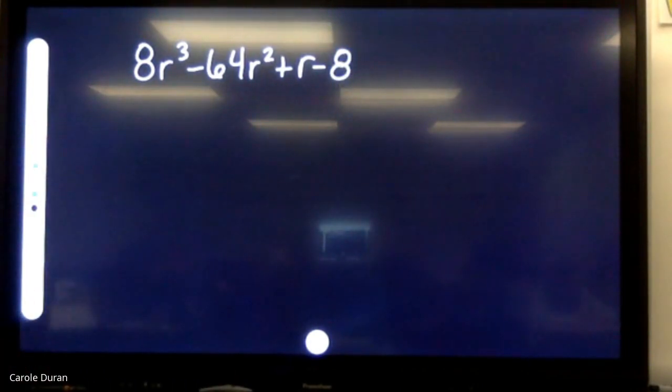Okay, so this polynomial, I have 8r cubed minus 64r squared plus r minus 8. I would like you to factor by grouping. Which one's grouping? The ones we've been doing.